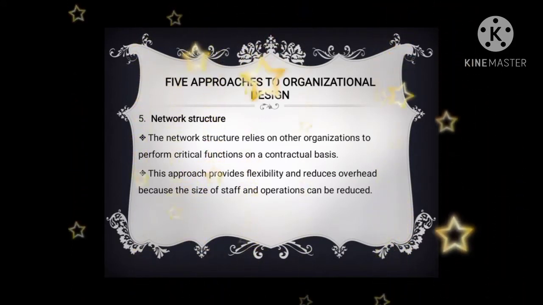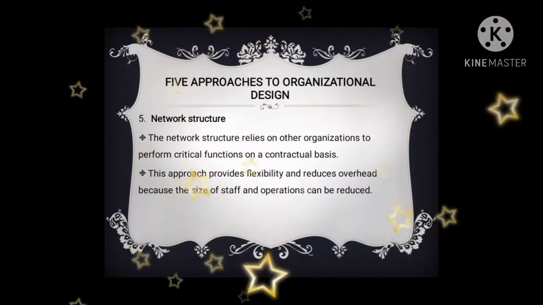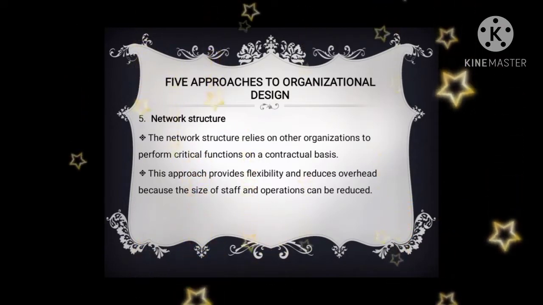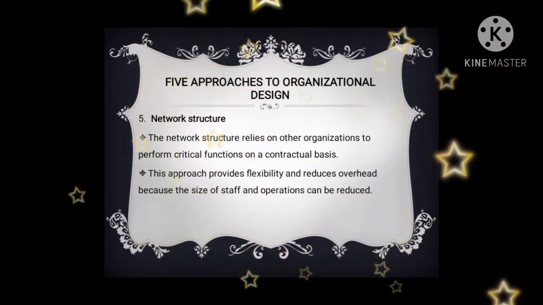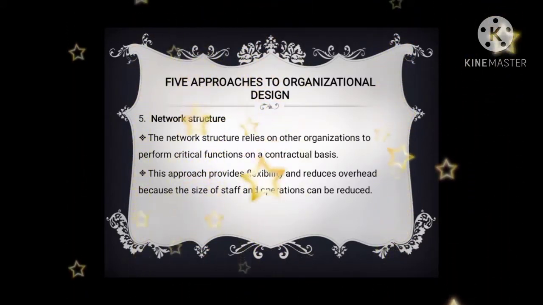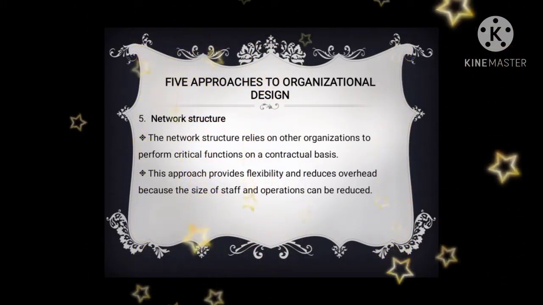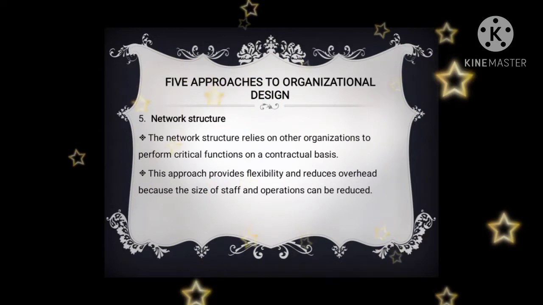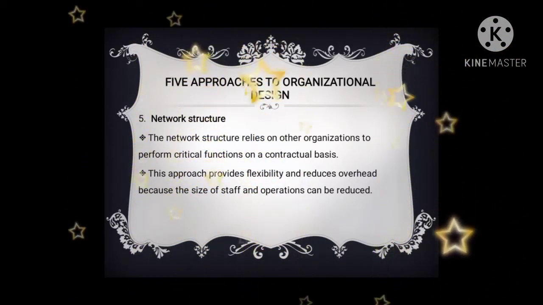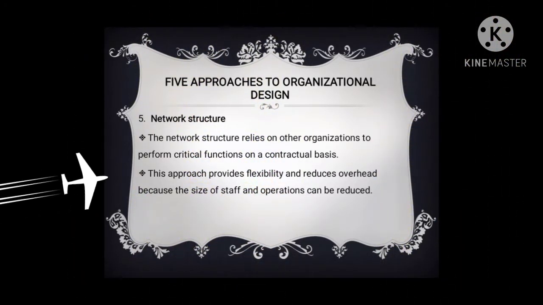Fifth is network structure. The network structure relies on other organizations to perform critical functions on a contractual basis. In other words, managers can contract out specific work to specialists. This approach provides flexibility and reduces overhead because the size of staff and operations can be reduced. On the other hand, the network structure may result in unpredictability of supply and lack of control because managers are relying on contractual workers to perform important work.